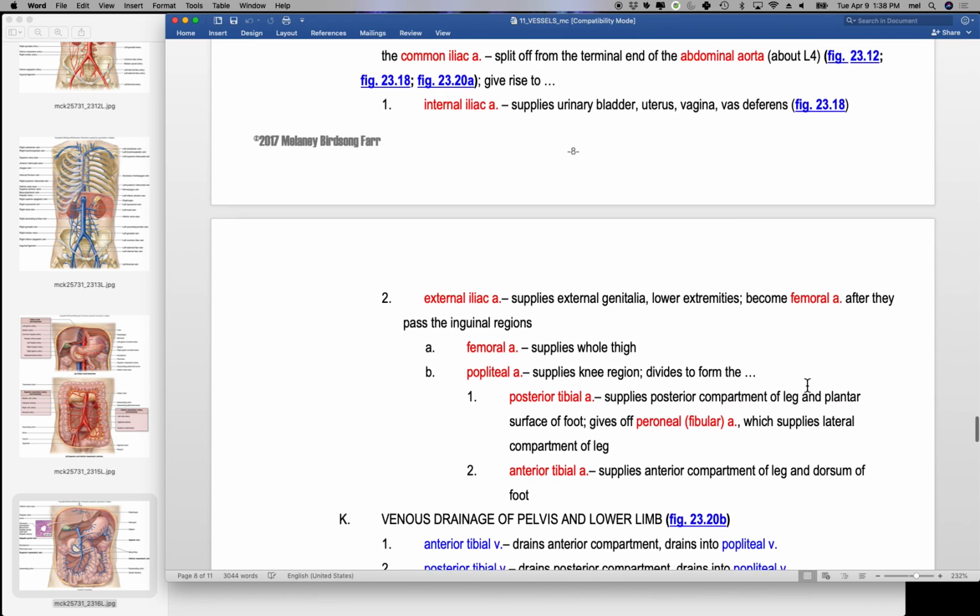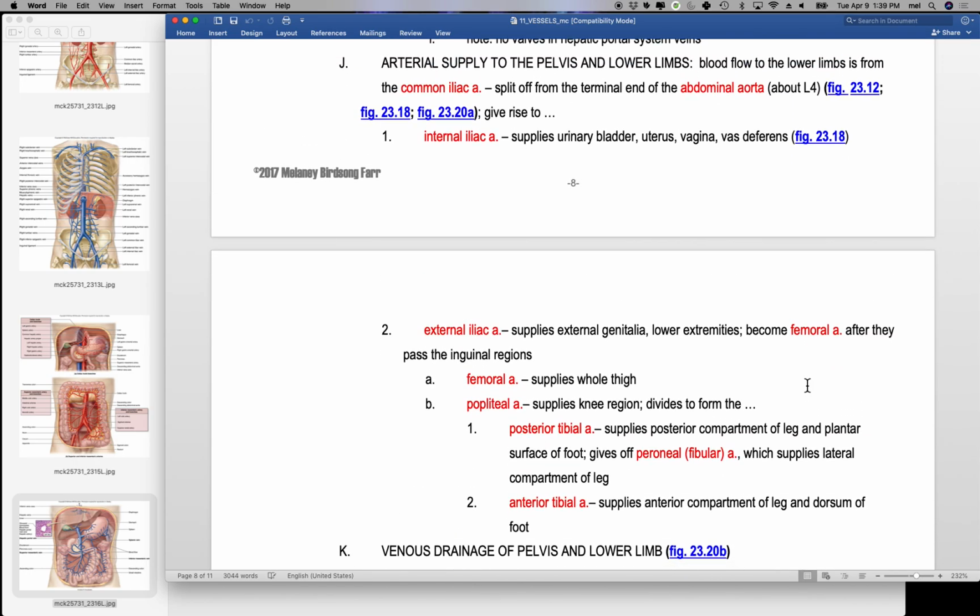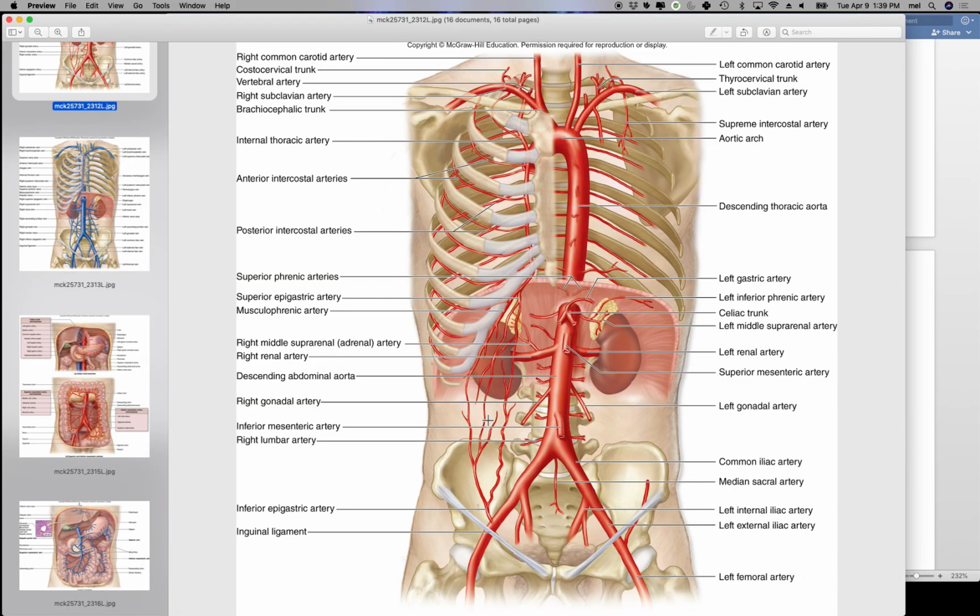So then we just have the easy stuff left: arterial supply and venous drainage of the pelvis and lower limbs. As we get to the bottom, right here, the descending abdominal aorta will branch into two vessels at its end. What are those? The left and right common iliac, right? And they're common, and each one is going to branch into what? Internal and external iliac. Good?